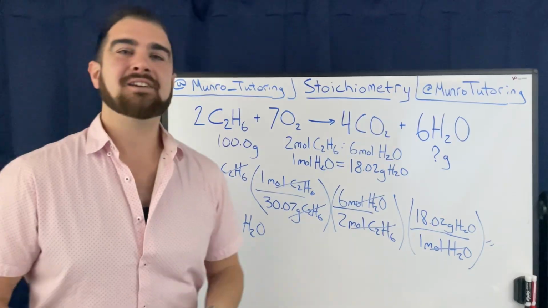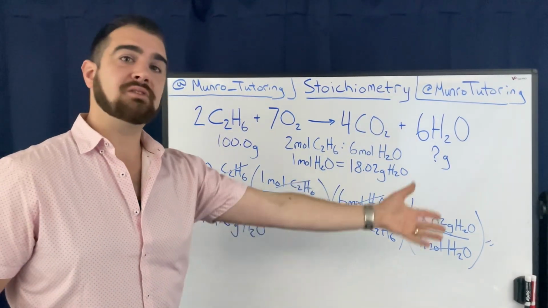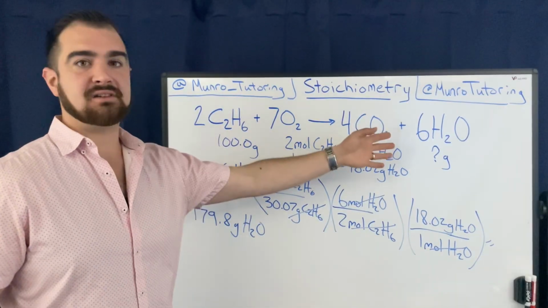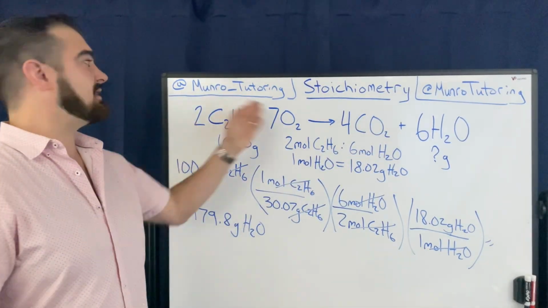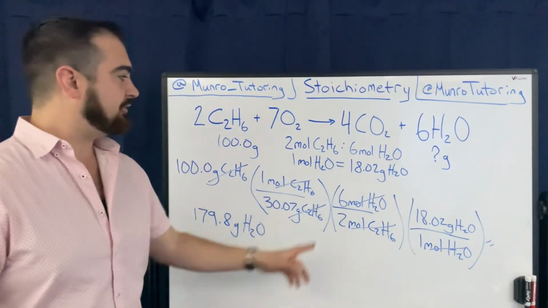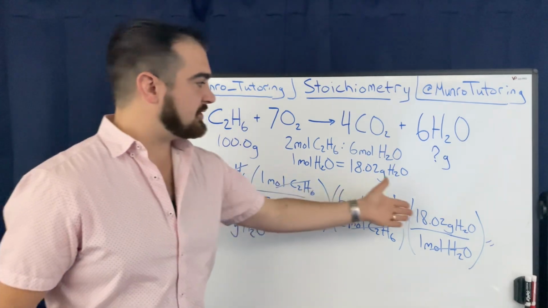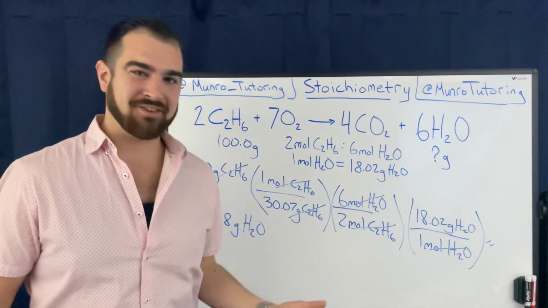All right, guys? So just remember, these coefficients correspond to the ratio of moles or molecules between the substances. You cannot just make that the ratio of grams, because clearly there are many other steps involved. If we just wrote 6 grams of water over 2 grams of ethane, we'd miss out on all this important information, and we would not have the right answer, right?